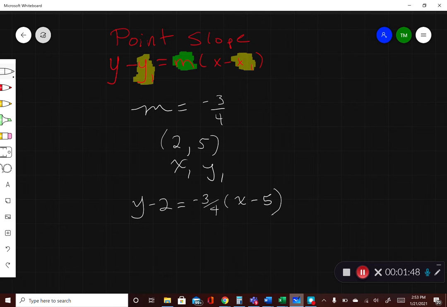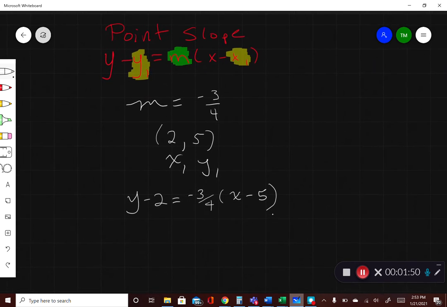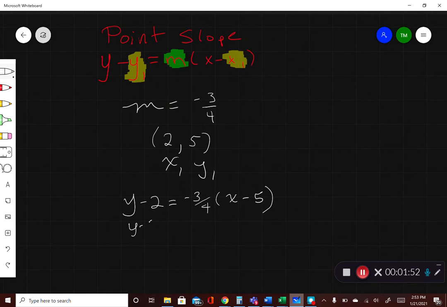And then we can clean it up if we want to and change it even to the slope-intercept form by distributing the -3/4. And that's going to be 15/4. And then we could add 2 to both sides if we wanted to. And after we found the common denominator and added 15/4 and 2, we would end up with 23/4. 8 was the common denominator, so 23/4. So that's one thing we can do with this point-slope form.